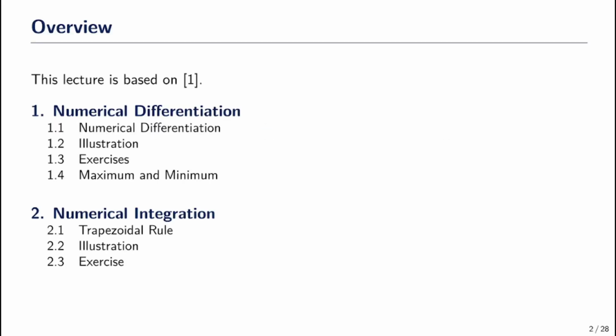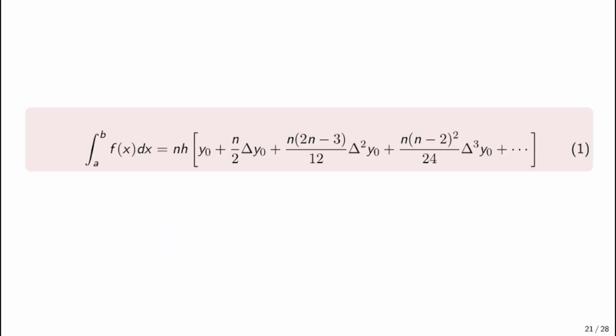In the previous lecture, we were discussing numerical integration and we derived a general formula for integration. The formula is as follows. Integral from a to b f(x) dx will be equal to nh times [y0 + (n/2) Δy0 + n(2n − 3)/12 Δ²y0 and so on].